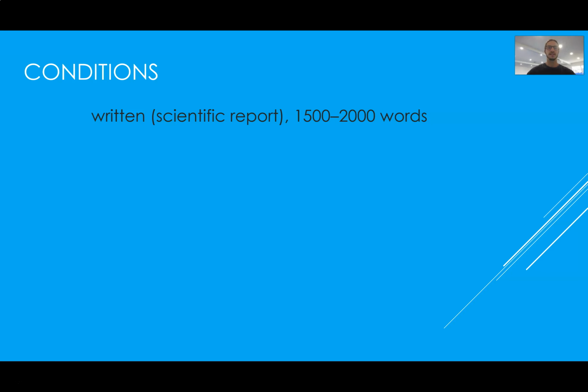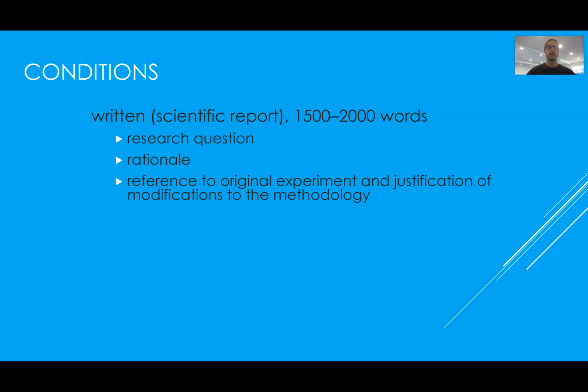So this task, it's a scientific report and it's 1,500 to 2,000 words. This is the format. It starts with a research question, has a rationale. It acknowledges the original experiment and then justifies the changes that you made to the method. Talks about the safety considerations, and that's part A. That's what this video will focus on.